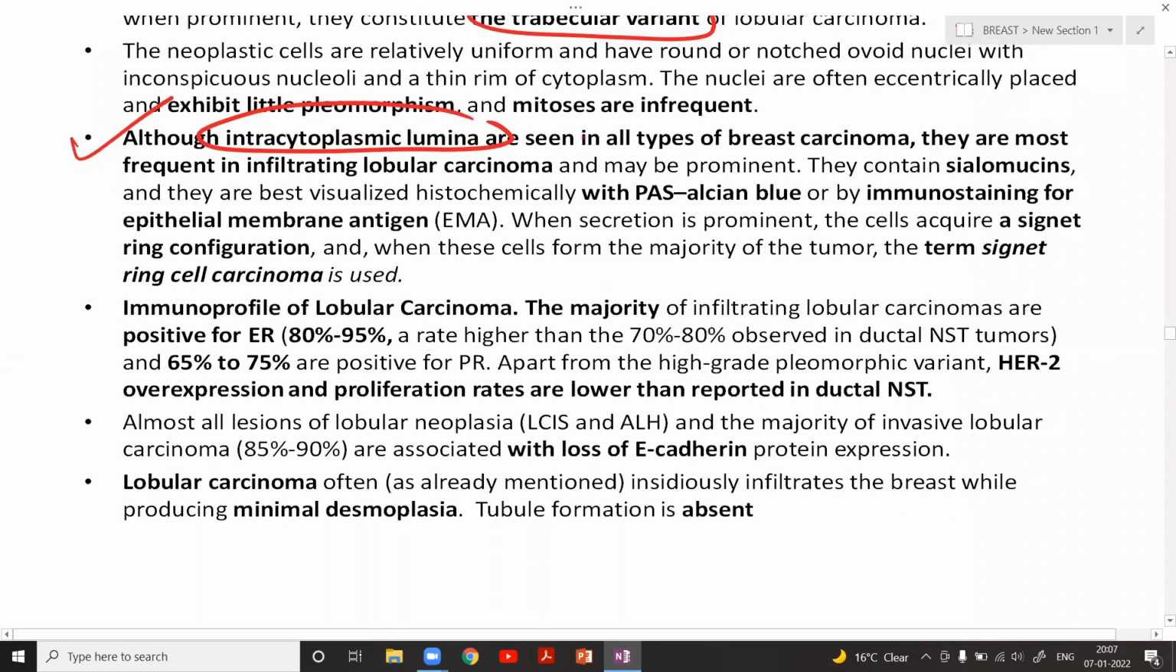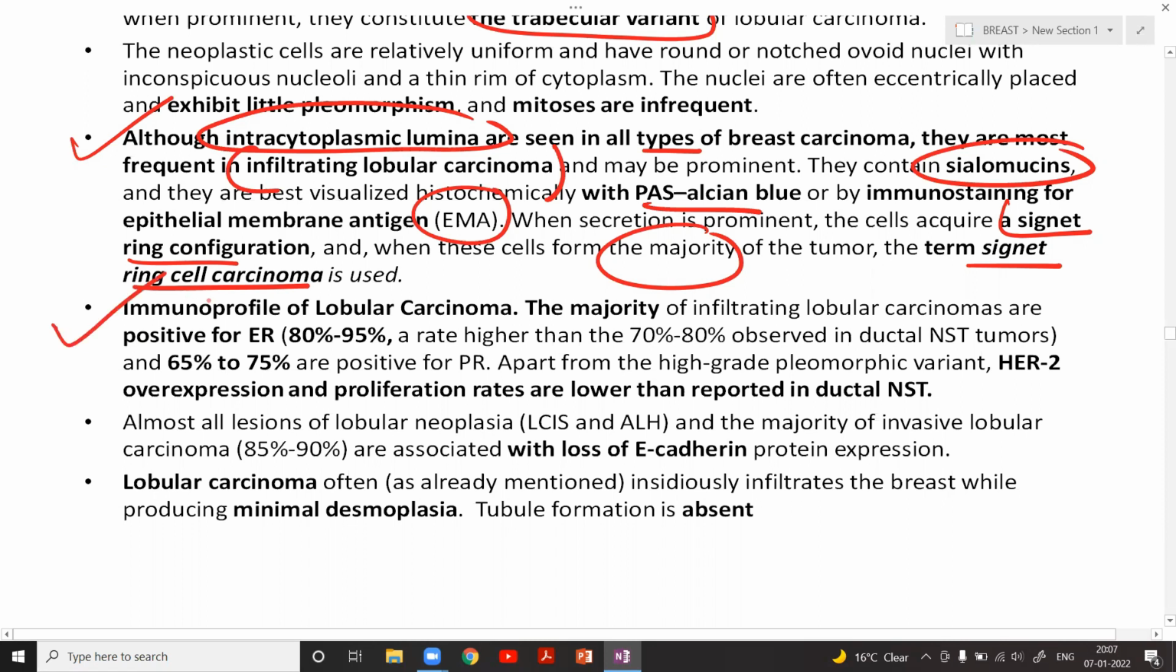Okay, so intracytoplasmic lumina are seen in most types of breast carcinoma. They are most frequently seen in infiltrating lobular carcinoma, as I showed you right now. And they are filled with mucin, which is washed away. What are these mucins? These are sialomucins, and they stain positive with PAS Alcian blue staining, or they will also come out positive with EMA. And they acquire a signet ring configuration, as I showed you. So when these cells are in the majority of the tumor, we use the term signet ring cell carcinoma. Okay, I hope I made my point clear.